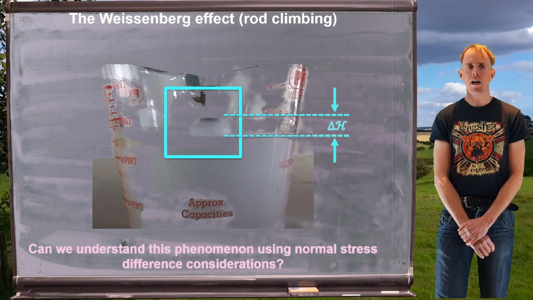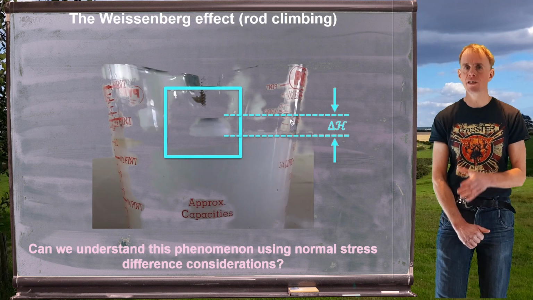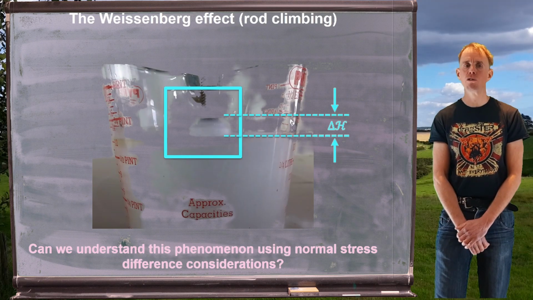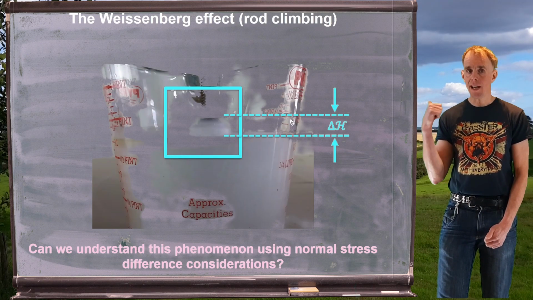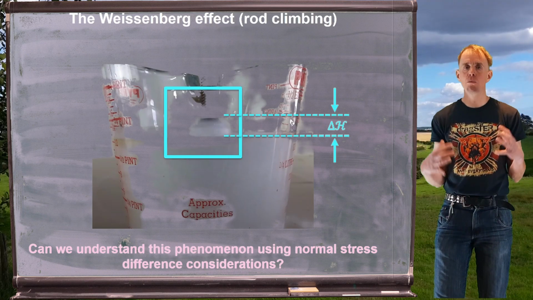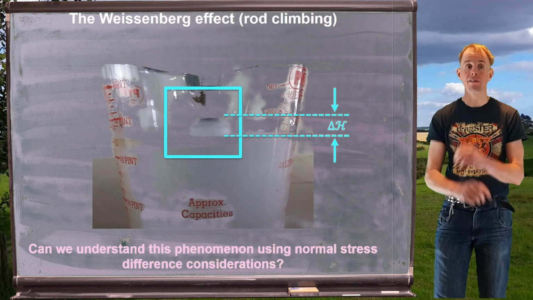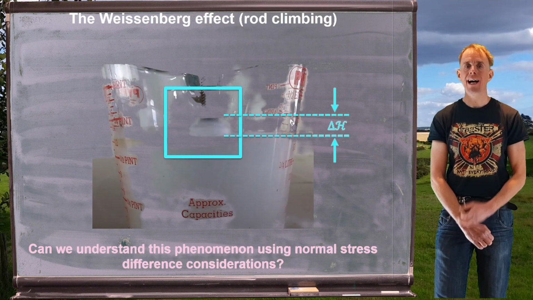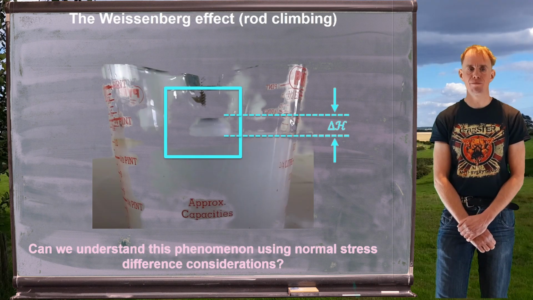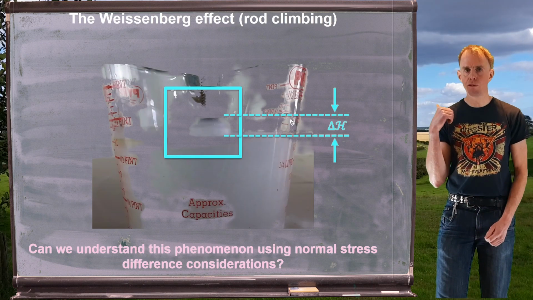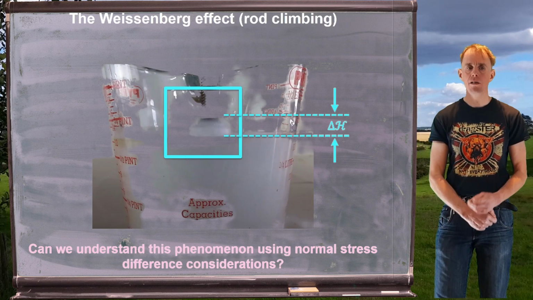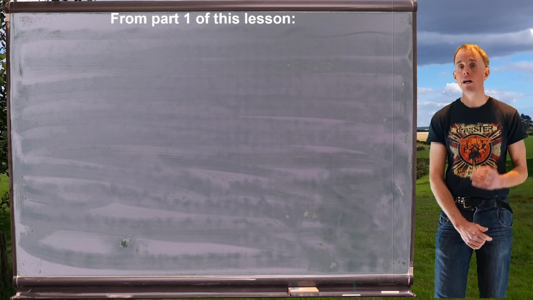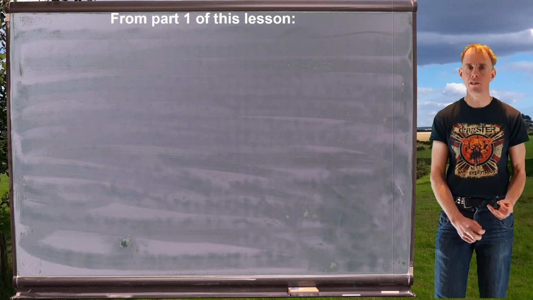In the wood glue I have dipped a piece of M10 studding that's attached to a power drill, and I've turned the power drill on and I'm rotating that piece of studding at several thousand RPM. What we can see, as highlighted in this blue square here, is that wood glue starts to climb up that piece of studding. Wood glue is polymeric, it's typically polyvinyl acetate, and it exhibits normal stress effects. So can we understand this phenomenon of rod climbing using normal stress difference considerations? And the answer is yes, we can, and we've already put a lot of these building blocks in place.